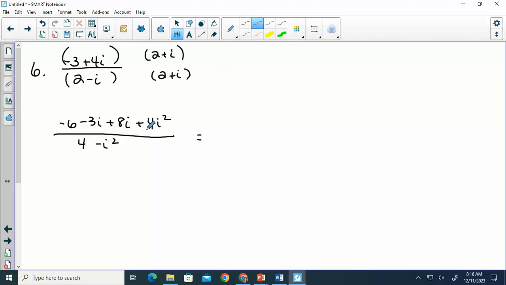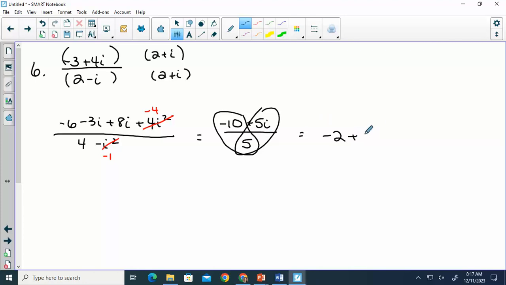We know that i squared is negative 1, so 4i squared is the same as negative 4. So that's negative 4 plus negative 6 is negative 10. Negative 3i plus 8i is 5i. Since i squared is negative 1, so 4 minus negative 1 is positive 5. So then we divide. With the i's, we need to break this up. So negative 10 over 5 is negative 2, plus 5i divided by 5 is i. Negative 2 plus i.